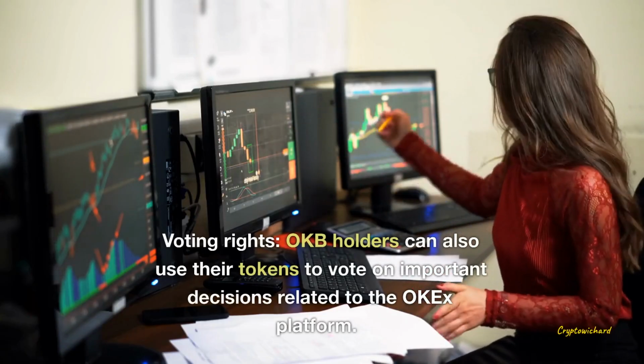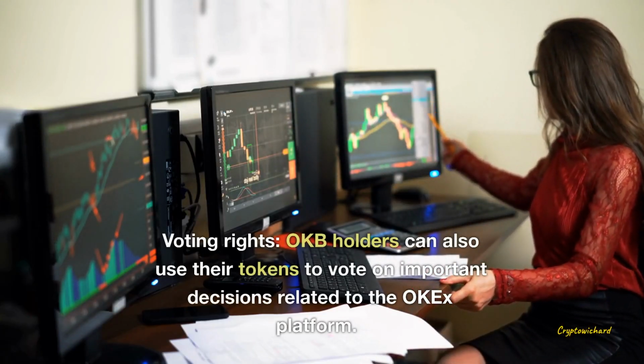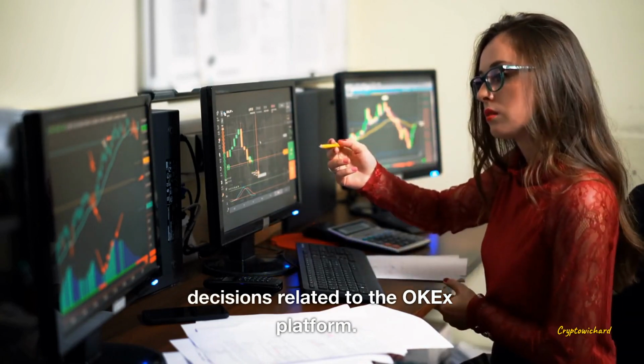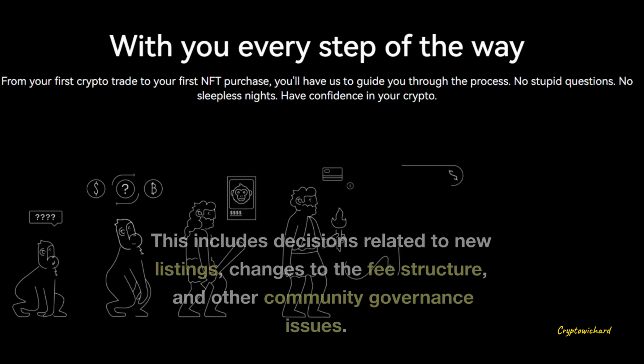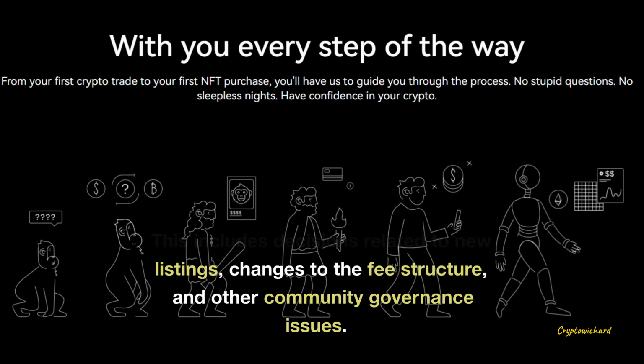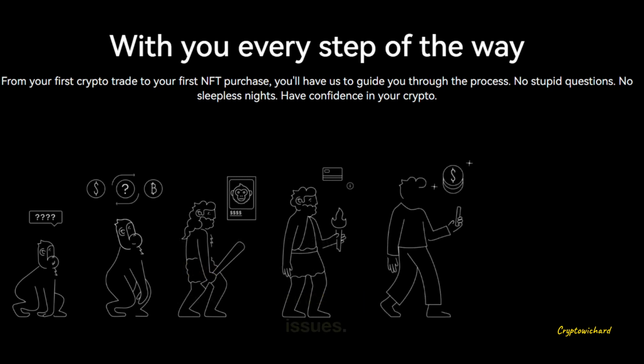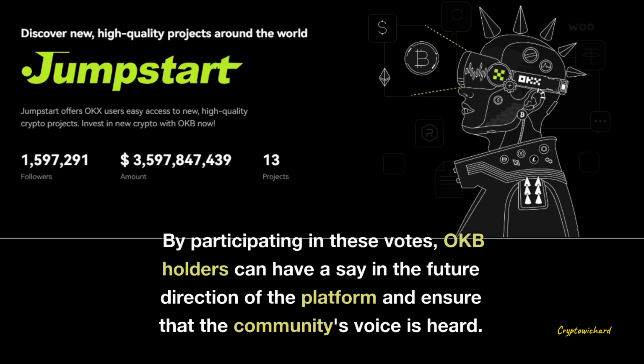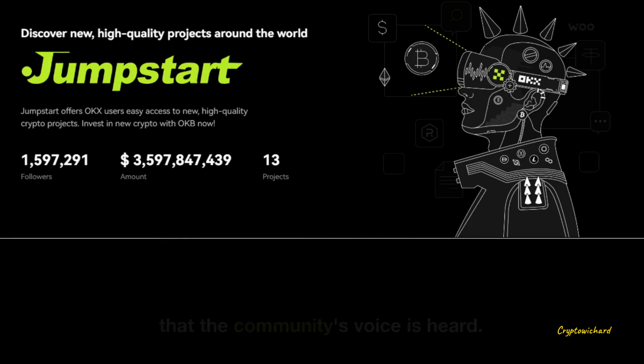Voting rights. OKB holders can also use their tokens to vote on important decisions related to the OKEX platform. This includes decisions related to new listings, changes to the fee structure, and other community governance issues. By participating in these votes, OKB holders can have a say in the future direction of the platform and ensure that the community's voice is heard.